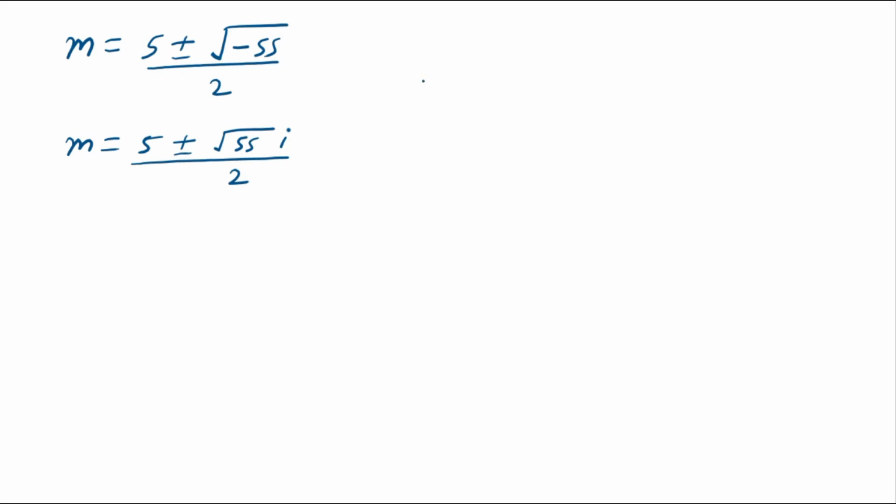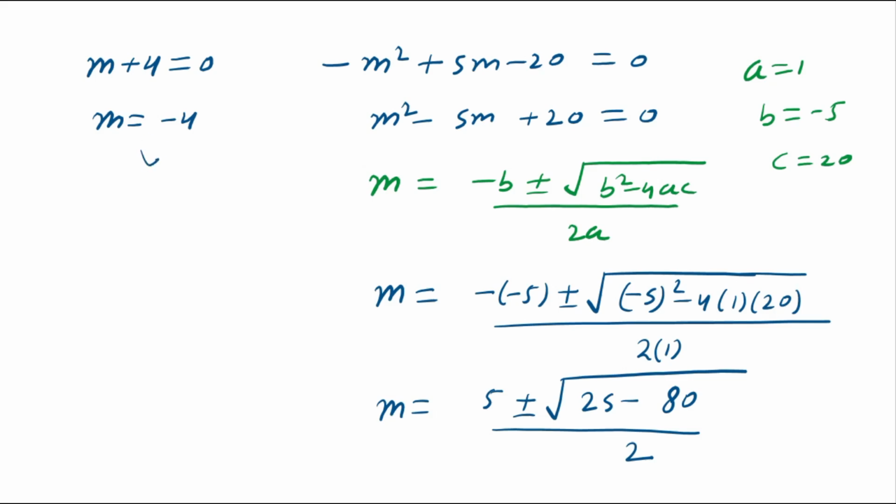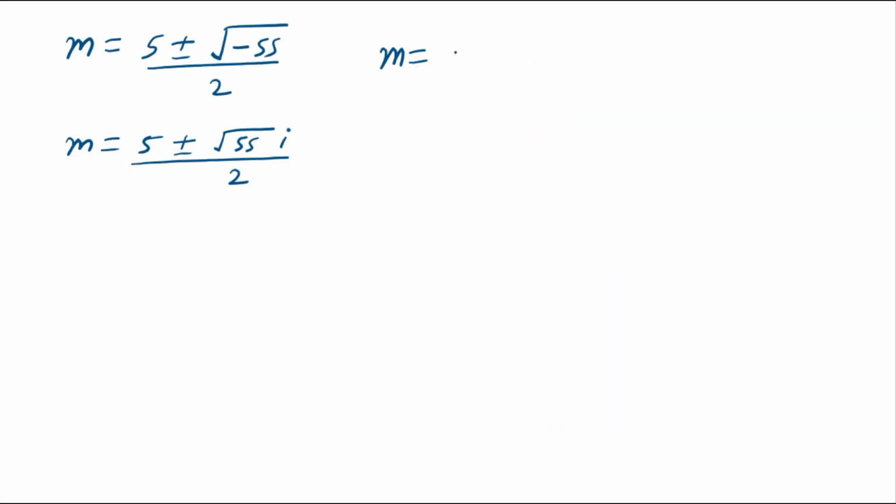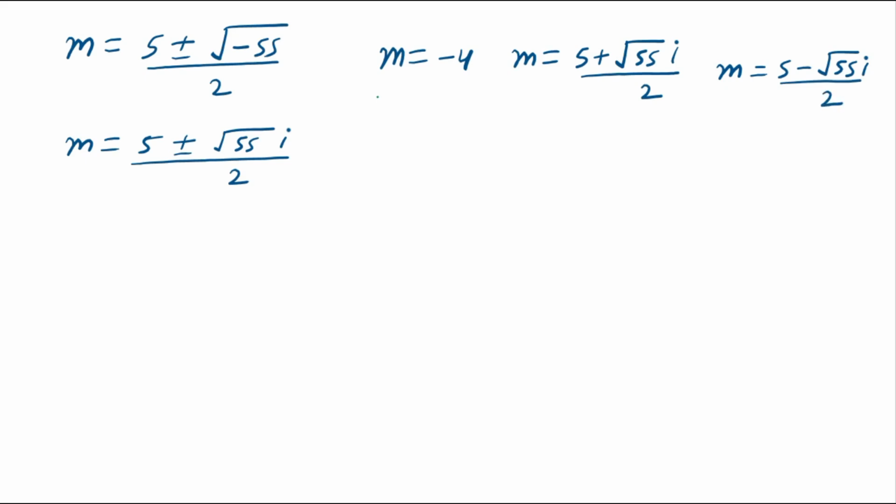In this question we have three values of m. First value of m is equal to minus 4, and second value of m is equal to 5 plus square root of 55 times iota divided by 2, and third value of m is equal to 5 minus square root of 55 times iota divided by 2. This is the first value of m, this is the second value of m, and this is the third value of m.